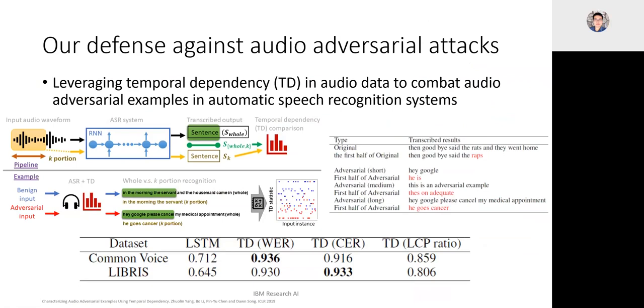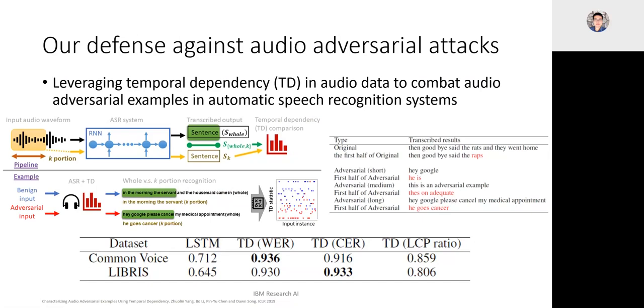So if you are a benign audio, then your chopped sequence and the whole sequence will more or less be similar in terms of this word error rate or character error rate. But if you are an adversarial input, because your nature is to change the transcribed output, then we can expect that the word error rate of the chopped sentence and the whole sentence will be significantly different. And we can actually use this error rate as a statistic to distinguish benign and adversarial inputs. And this heuristic actually turns out to be very effective.